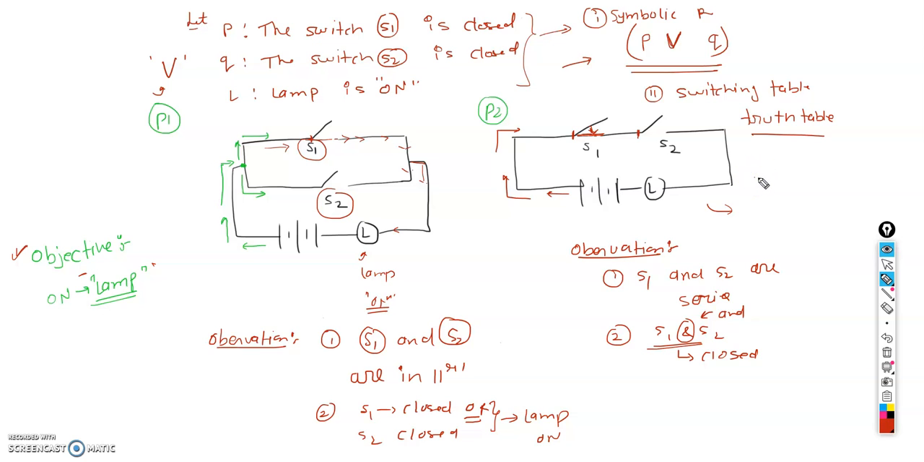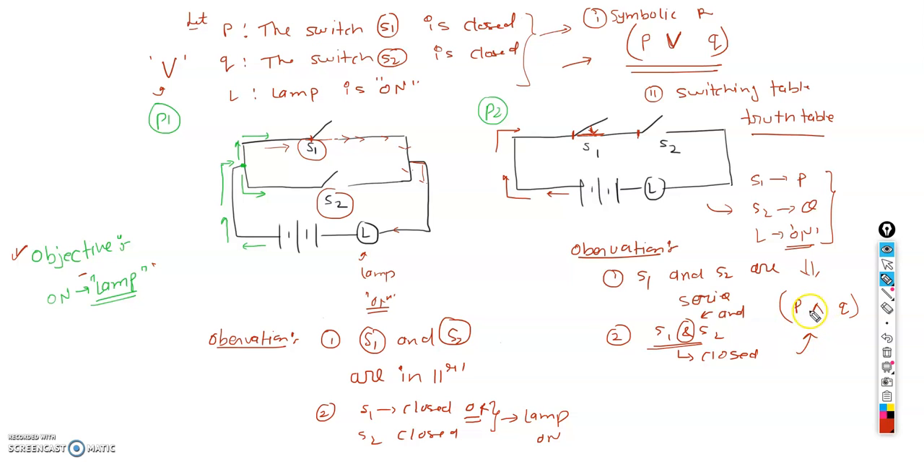I assume S1 is P and S2 is Q, and I'm assuming that my lamp is on. Based on that, we will analyze that this is a symbolic representation with P and Q. Now these two switches are connected in series, so we have to use the AND operator. So this is the final symbolic representation of the given circuit.